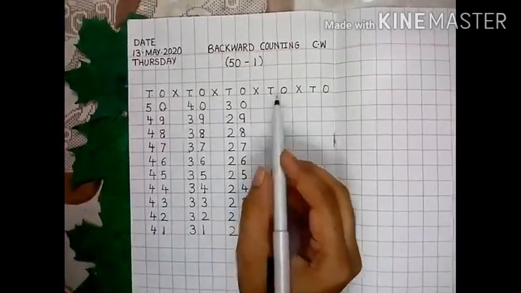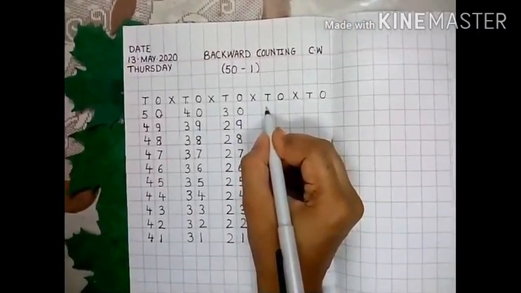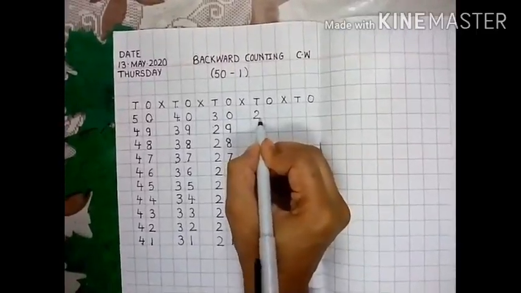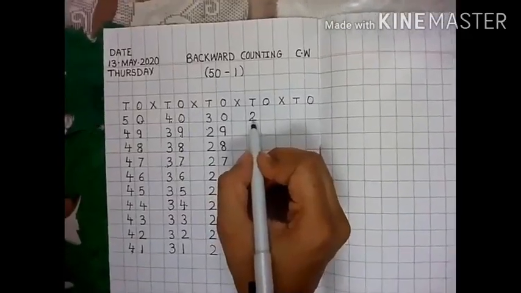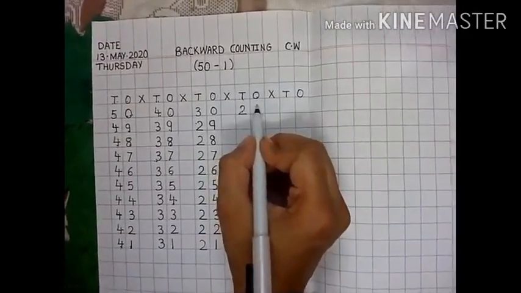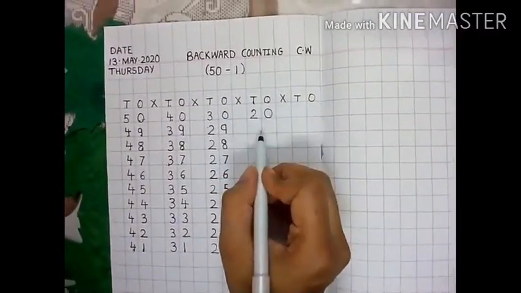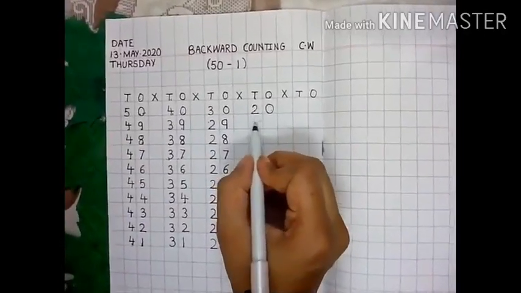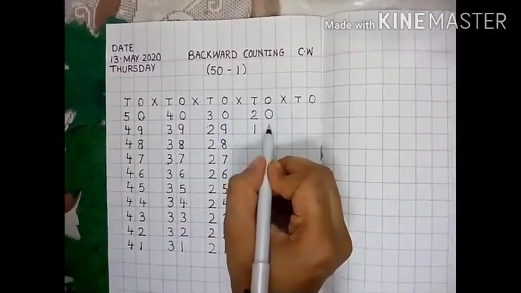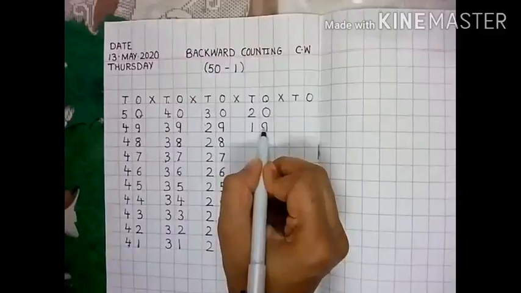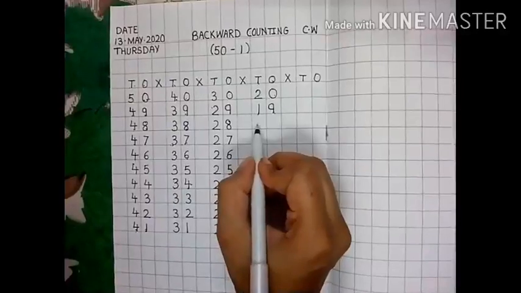So you have to write down which line 20 comes in. 2 comes in the tens place and 0 comes in the ones place. 20. Now before 20, 1, 0 before 9, so you have to write down 19.